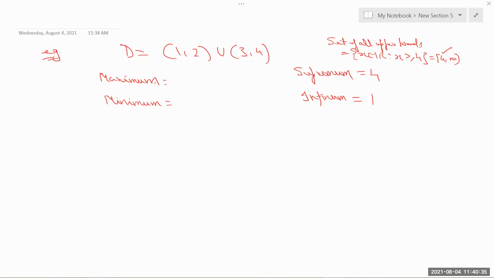And what about the maximum of this set? Does not exist. Very good, does not exist. मिनिमम भी डज नॉट एग्जिस्ट करेगा. हाँ, very good. But is this set bounded? Is D bounded? यस सर दिस बाउंडेड बिकॉज़ हियर द सुप्रीमम एंड इनफिमम दोनों एक्सिस्ट कर रहा है तो इसलिए बाउंडेड होगा सर. Yes, it is bounded above as well as bounded below.